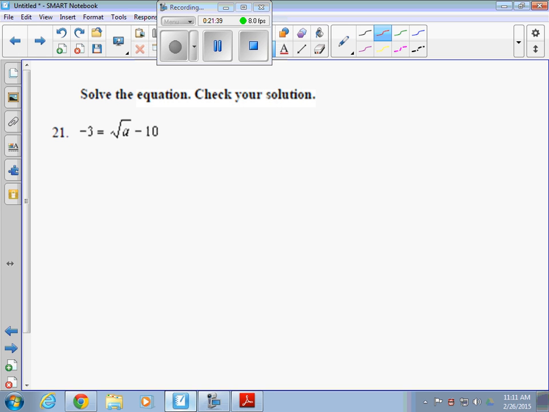21, solve the equation, check your solution. Remember, when you undo operations, you work order of operations backwards. So you work subtraction, addition, division, multiplication, exponents, parentheses. So it says minus 10 right there. You want to get to add 10 because you're trying to get a by itself. So negative 3 plus 10 is 7 equals the square root of a.